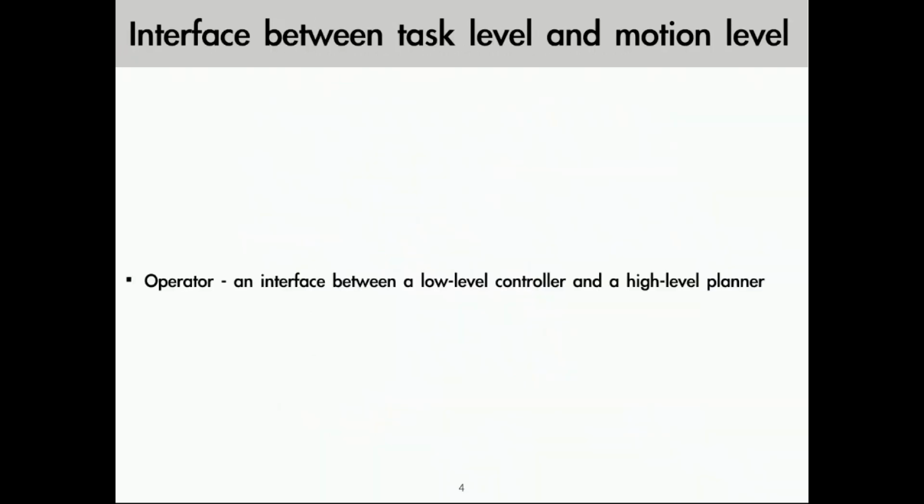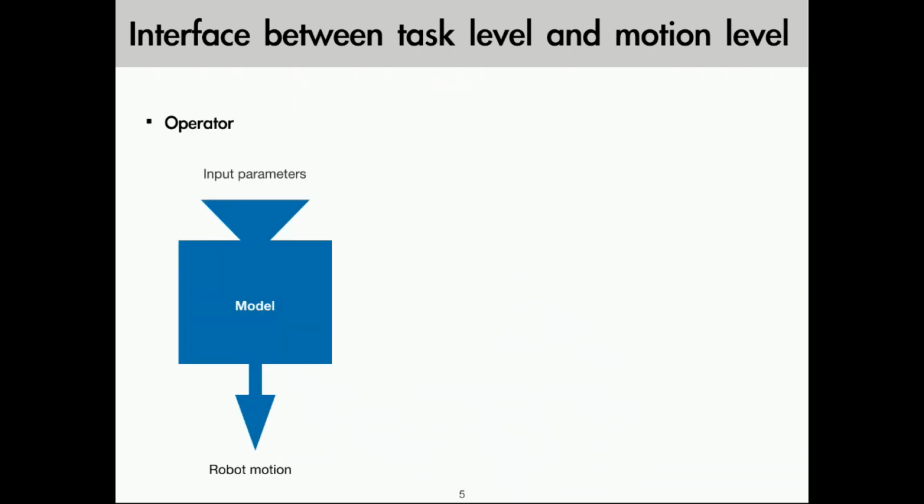In order to do this, we need to define an interface between the task-level planning and the motion-level planning. We call this interface an operator. An operator is basically a computer program that consists of three things. One is the input parameters. Second is a model. And the last is the output, which is basically robot motion.